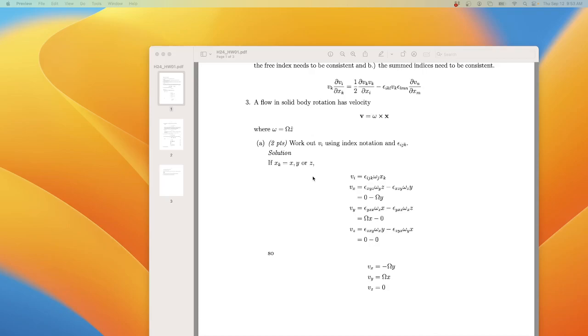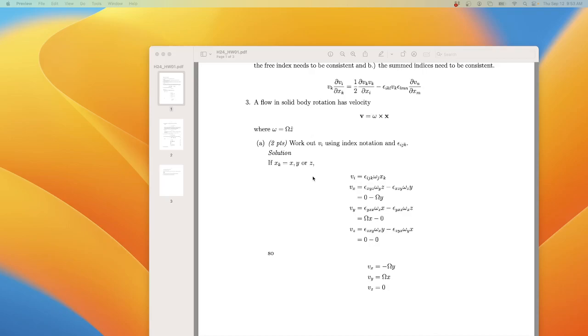Probably warmed up, because I think everybody's mostly seen it. So we go through an epsilon, Vi is epsilon ijk omega j xk. Crunch out a bunch of stuff and you're left with Vx equals minus omega y, and Vy equals omega x.